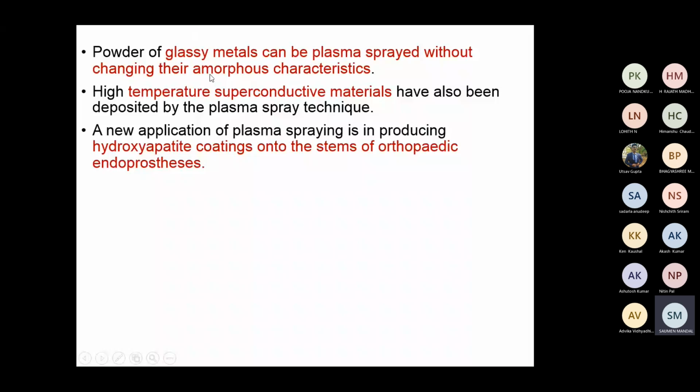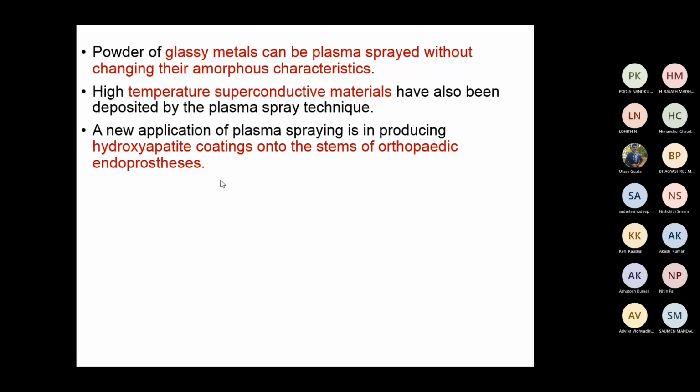And powder of glassy metal can be plasma sprayed without changing its amorphous characteristics. That is also a unique advantage. Suppose you want to make a metallic glass coating, that is also possible. And you know glass is an amorphous material, so if you heat it, it may crystallize. But in this case, that can be controlled. High temperature superconducting material can be processed, and a new application of plasma spraying is producing hydroxyapatite coating onto the stem of orthopedic endoprostheses. This is also one of the latest applications.